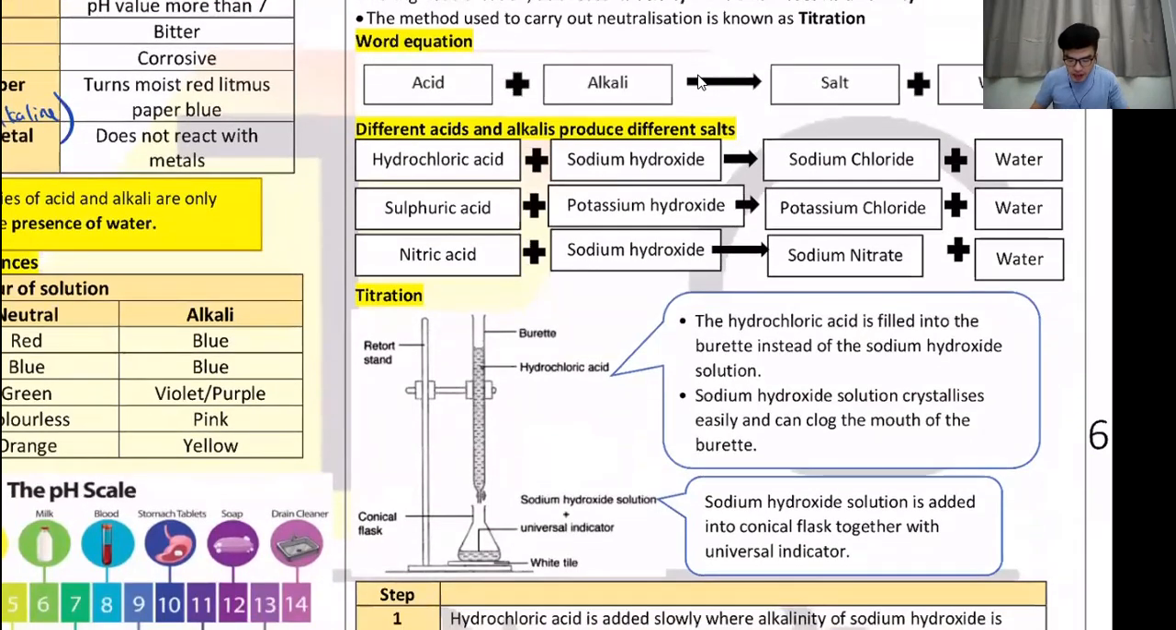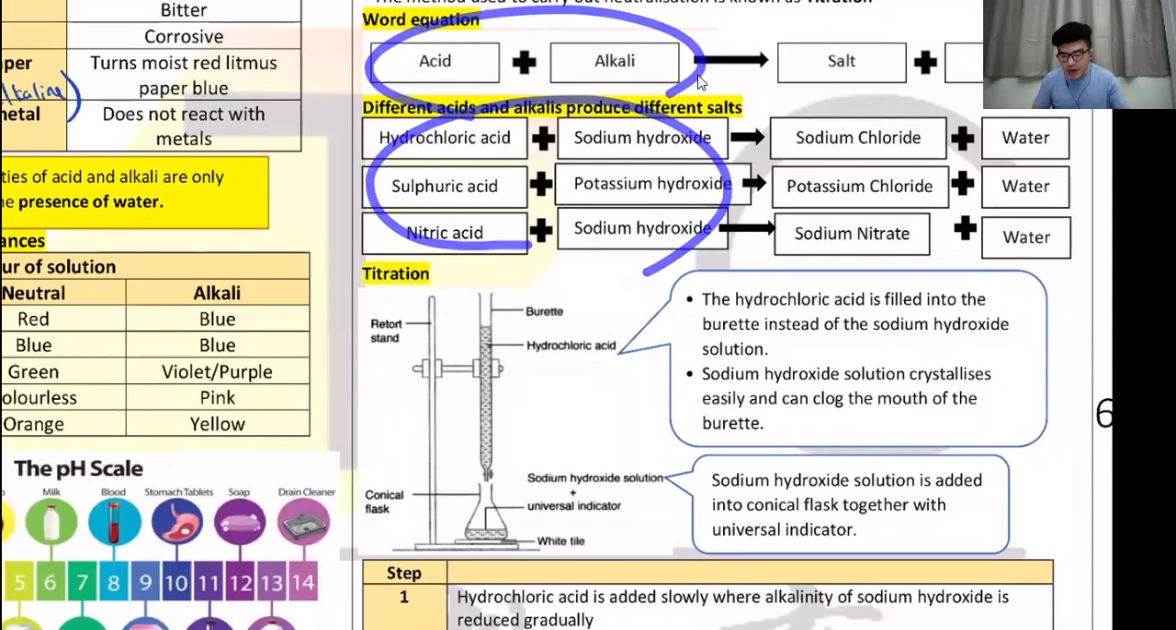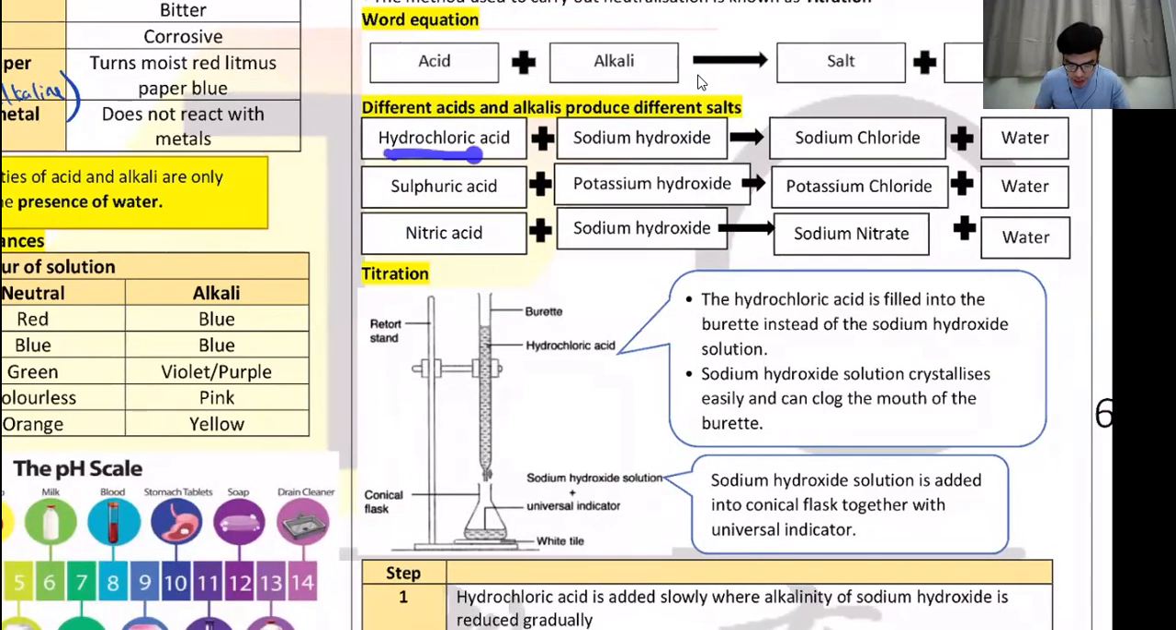All right. So if you look at this, it's the same thing as up here. It's just that if they give you an acid and an alkaline, what do you get? As you can see, hydrochloric acid plus sodium hydroxide, you just take the front part of the alkali, you react with the acid, which is the chloric, sulfuric, and nitric part. You see, the salt, sodium, you will get sodium chloride.